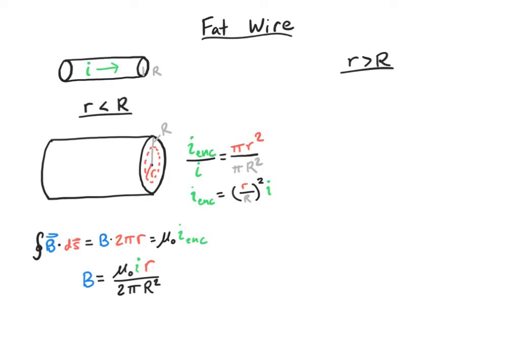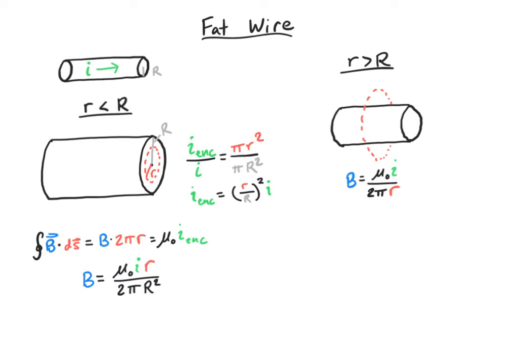Outside the wire is a little bit easier. This time we draw our Amperian loop on the outside of the wire. All of the current in the wire is enclosed, and the integral on the left-hand side remains the same. And so this is basically just the example of a long, straight wire.